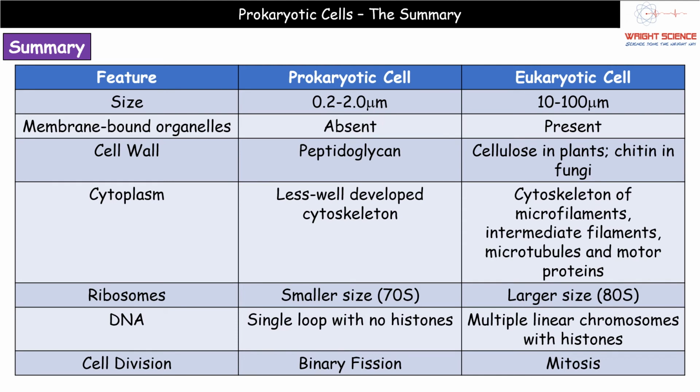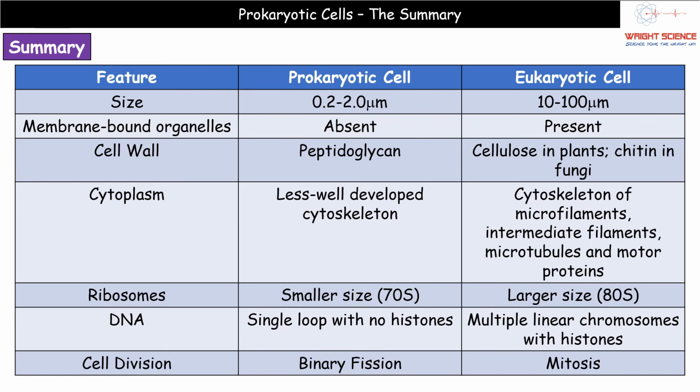Membrane-bound organelles are absent in prokaryotic cells, but present in our eukaryotic cells. The different material that we find the cell wall is made from, peptidoglycan in prokaryotic, whereas in our eukaryotic cell, depends on which one we're talking about. If it's plants, it's cellulose. If it's fungi, it's chitin. The cytoplasm, obviously we find a less well-developed cytoskeleton in our prokaryotes, whereas in the eukaryotic cells, our cytoskeleton has those four key components that we looked at in our previous video. So the microfilaments, the intermediate filaments, the microtubules, and those motor proteins, all having very important roles there.